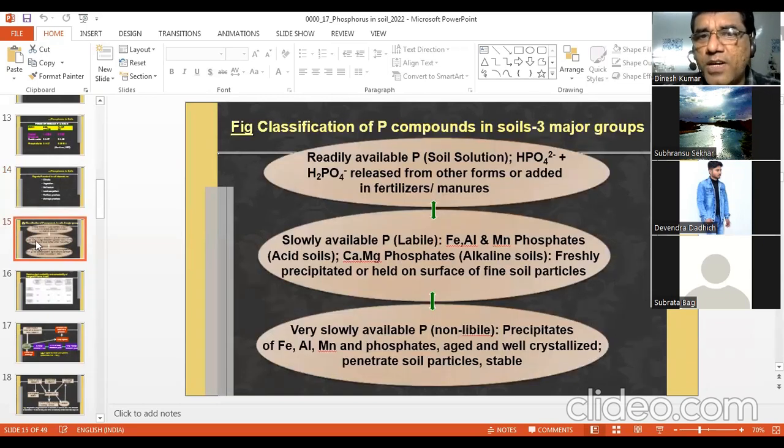Now you see classification of phosphorus compounds in soils. How are they classified? There are three major groups. One is readily available phosphorus. Readily available phosphorus is in soil solution, as divalent phosphate HPO4 2-, and monovalent H2PO4-. You can call them orthophosphate or phosphate ion, whatever you like. They are released from other forms or added in fertilizer or manures. So this readily available phosphorus is in soil solution, and it is HPO4 and H2PO4.